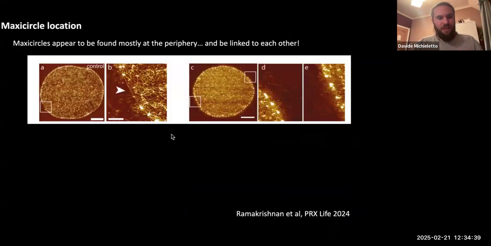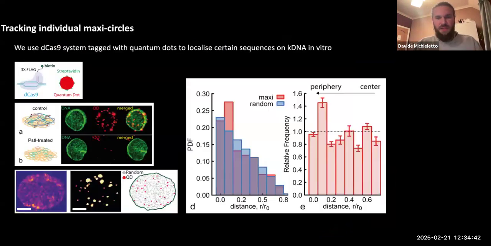I'm going to skip through these slides because otherwise I'll be too late, and tell you just one thing. We can put some quantum dots on. By using dCas9, an enzyme that recognizes DNA sequences, which does not cut the sequence, we can functionalize it with biotin and then a quantum dot that is very fluorescent. So we can take images of this kinetoplast DNA with the quantum dots localized at given sequences that we want. The sequences that we tagged were the maxicircles.